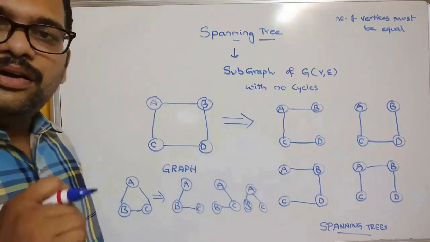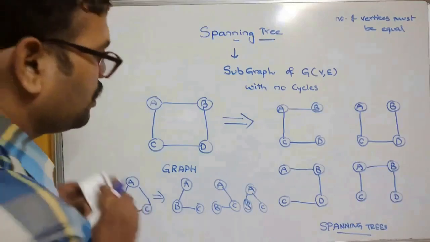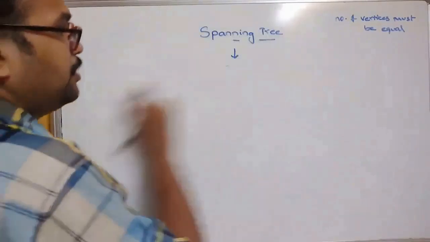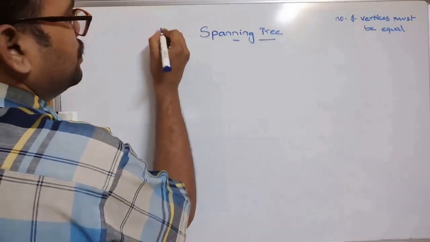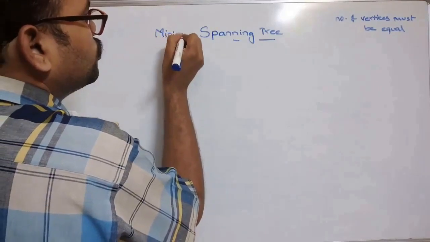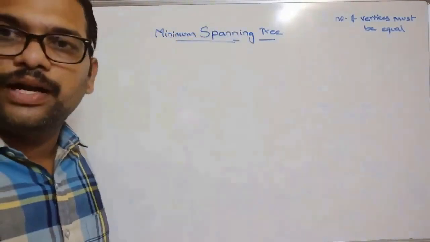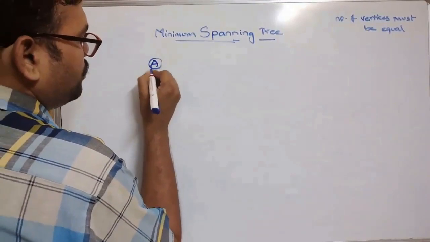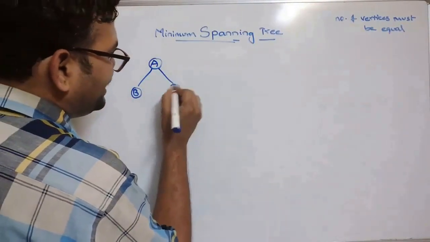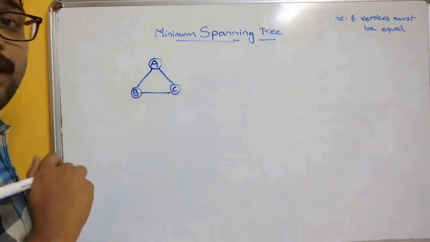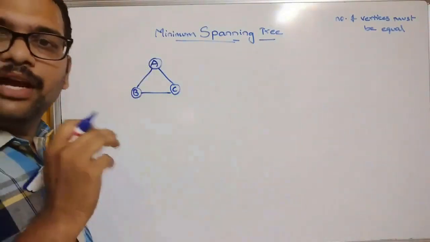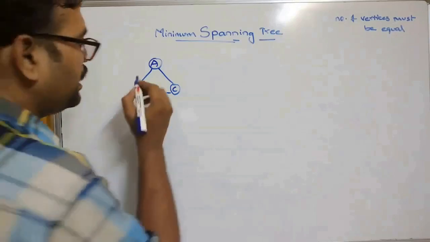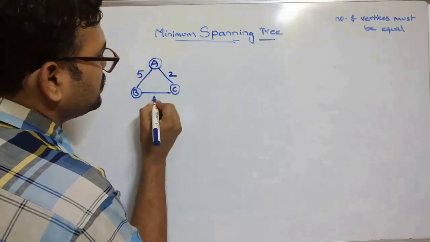Now, what is the minimum spanning tree? Now let us see the concept of minimum spanning tree. It is called a minimum cost spanning tree. So let us consider the graph A, B, C. This is a graph, right? Each edge will have a cost. We can also call it a weight for the particular edge. Let us take here some 5, some 2, some 3.